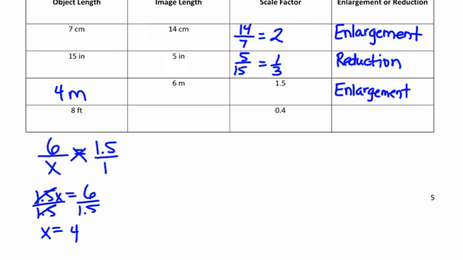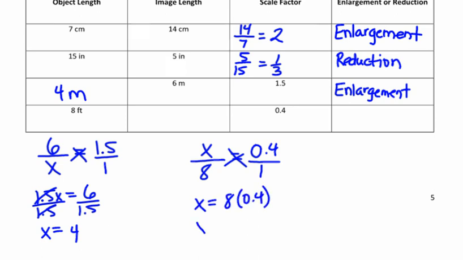In the last one, I'm starting with 8 feet. My scale factor is 0.4. What would my new image length be? So what is my new if I started with 8 and my scale factor is 0.4? Just multiplying, oops, that shouldn't be an x, that should be a 1. Cross multiplying, x is 8 times 0.4, which is 3.2. And we are in feet. My scale factor is less than 1, so it's going to be a reduction, and we can tell we started with an 8, ended up with 3.2, so our image is smaller.